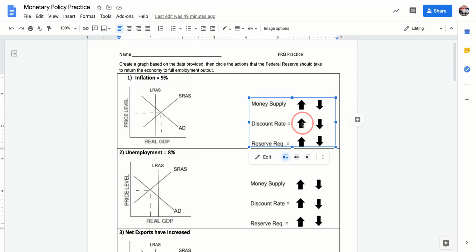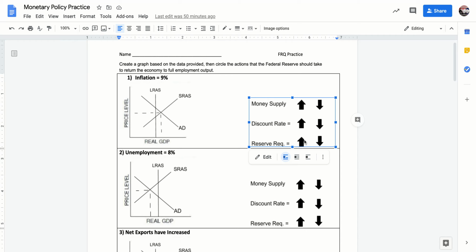And to do that, they would need to increase the discount rate and increase the reserve requirement ratio. When you increase the discount rate, the Fed is going to charge commercial banks more money to borrow money from them. They'll in turn charge people like you and me more money, which will lead to a decrease in the money supply, which will lead to spending less.